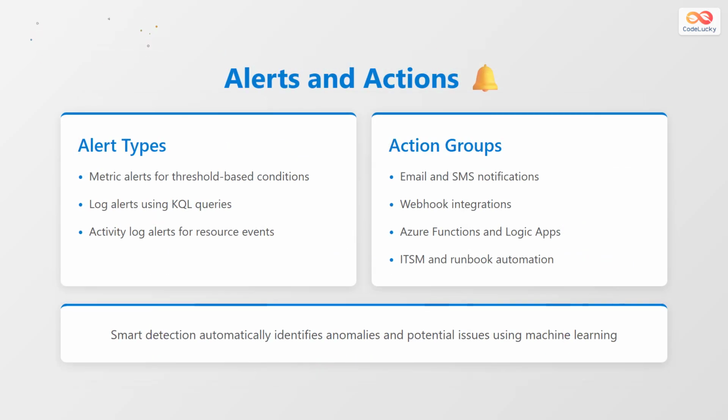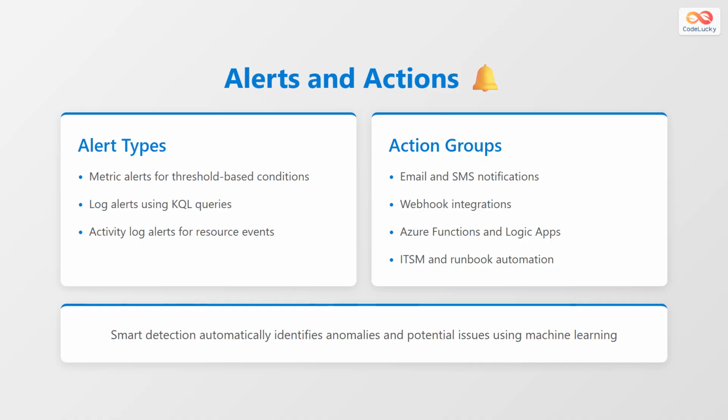Azure Monitor provides several types of alerts to keep you informed of issues. Metric alerts trigger based on threshold-based conditions, like when CPU usage exceeds a certain percentage. Log alerts use KQL queries to detect specific patterns or anomalies in your log data. Activity log alerts notify you of resource-level events, such as when resources are created or deleted.